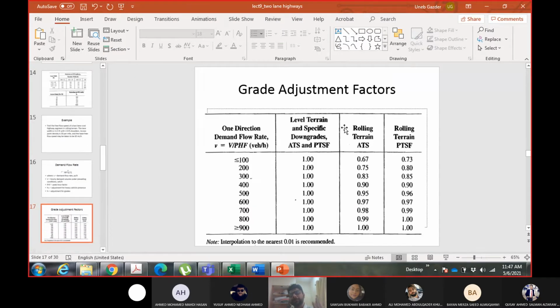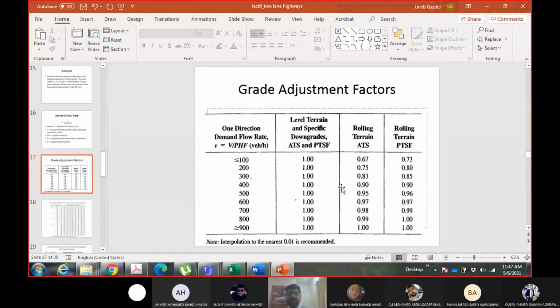We have 3 tables for adjustment factor for gradient. In this table, you need the flow rate of the direction in which you are calculating the level of service. Okay, the flow rate, volume upon peak hour factor.